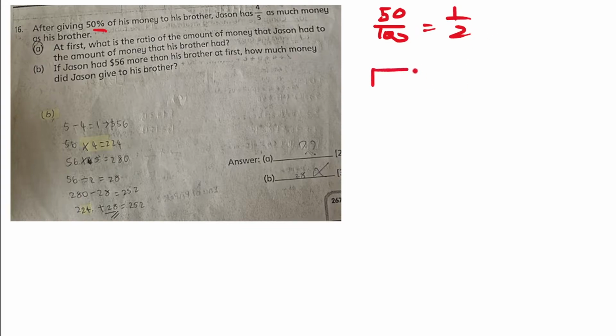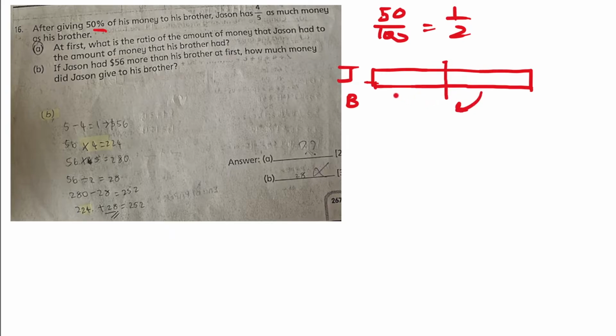So actually you can draw a model here. So this is Jason, and then this is the brother. He gave half to his brother. So this one, he gave it to his brother, in a different color. So he gave it to his brother, half of what he had. Okay, then Jason has 4 over 5 as much money as his brother.